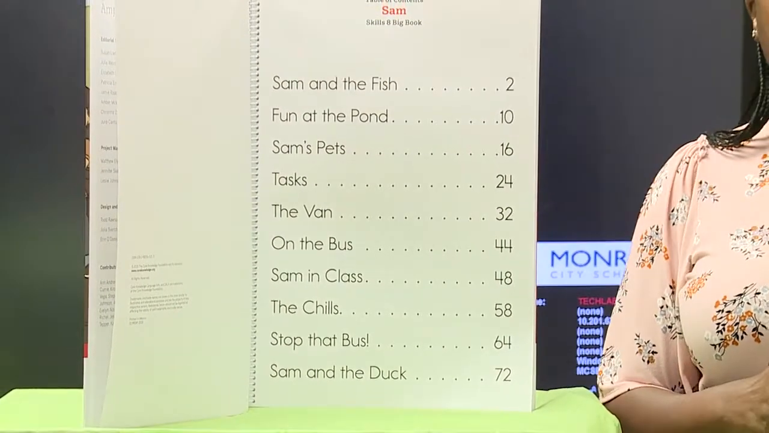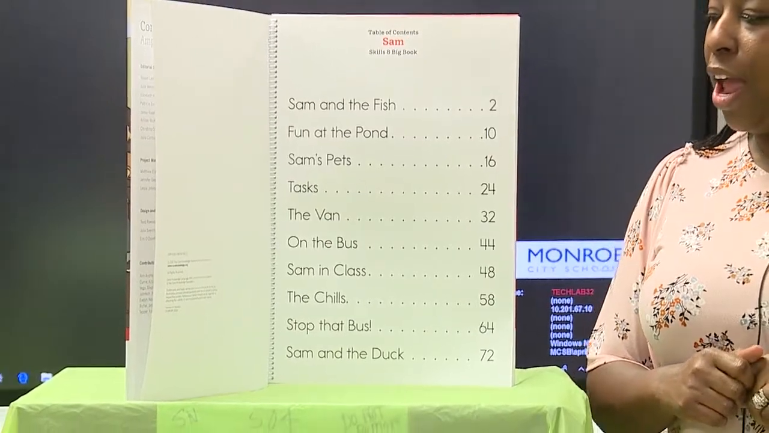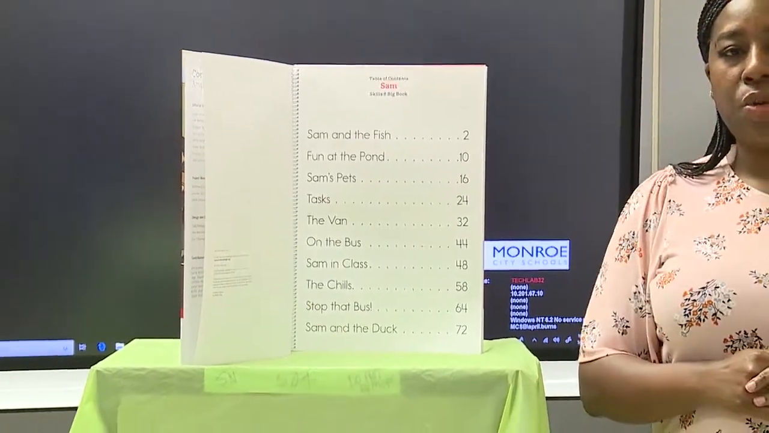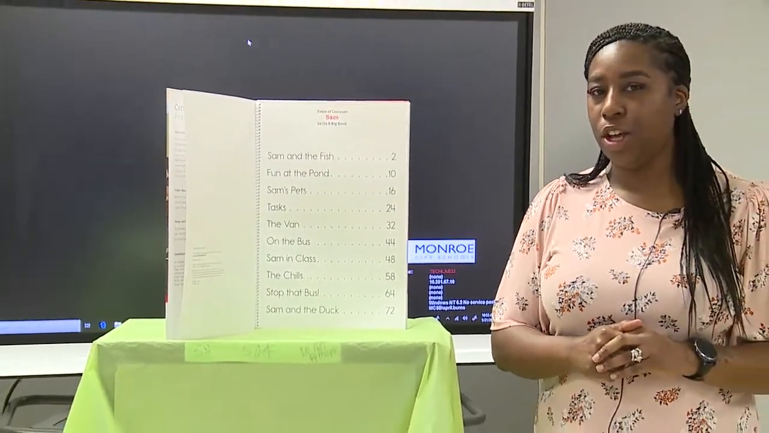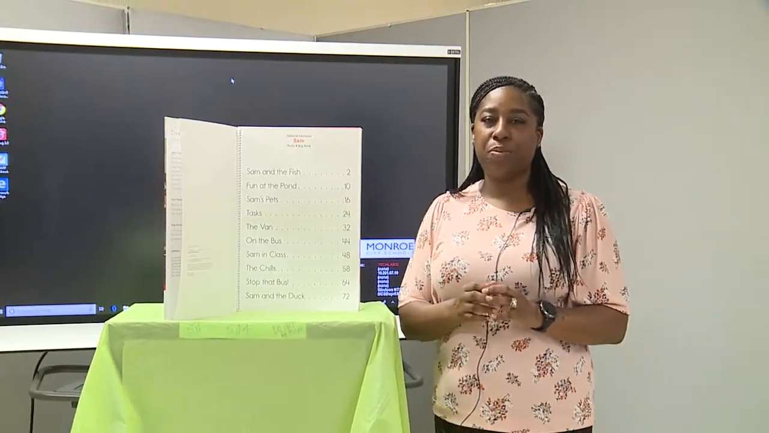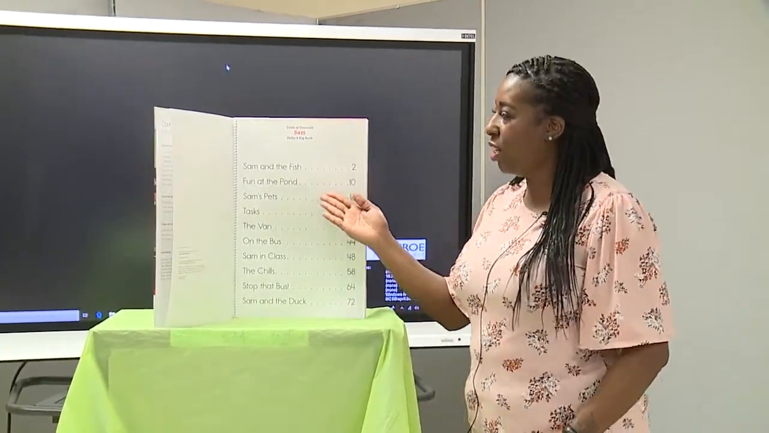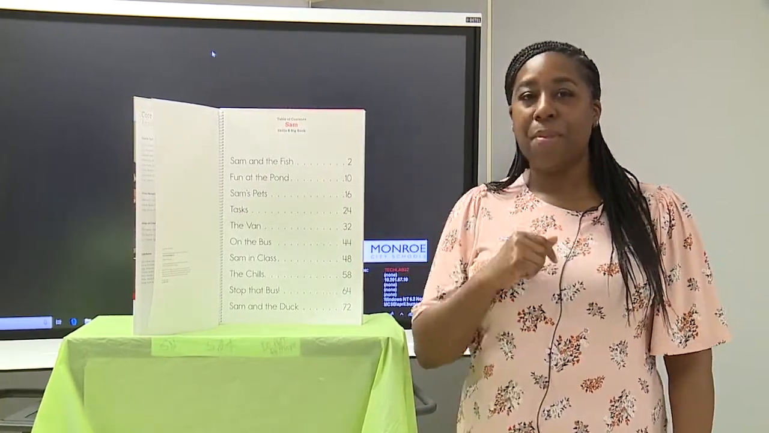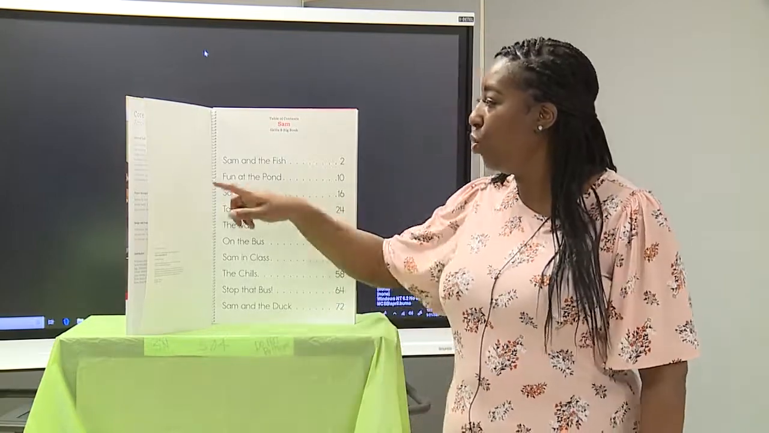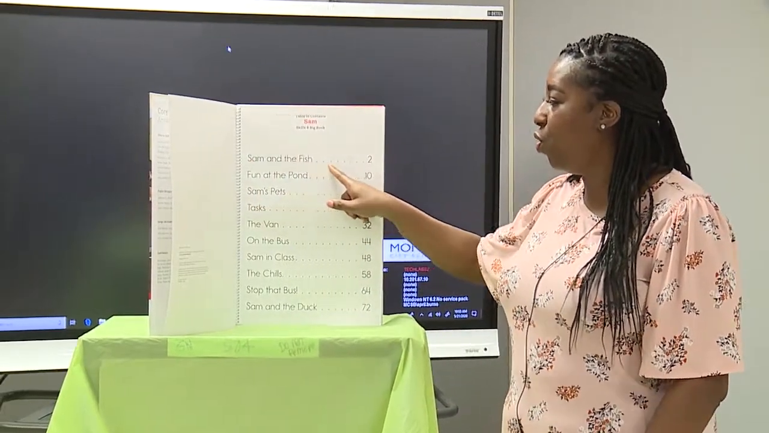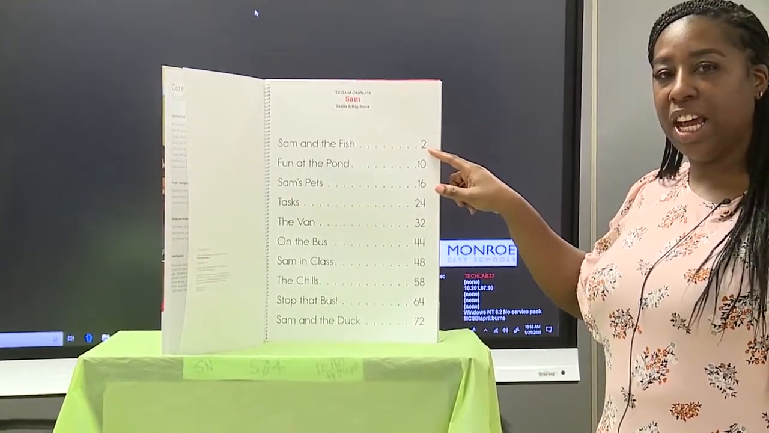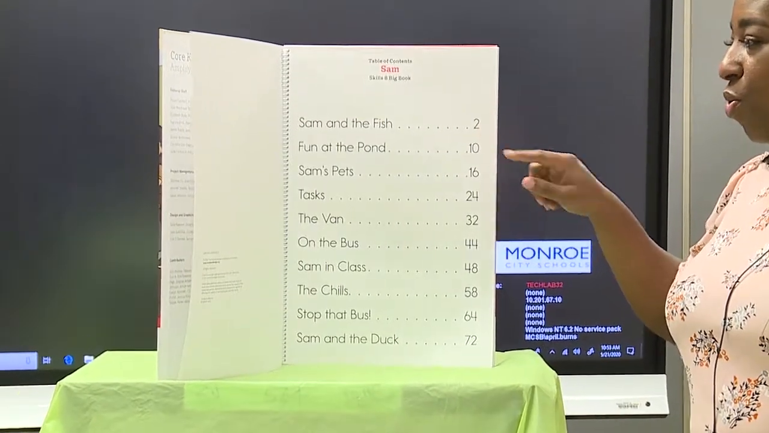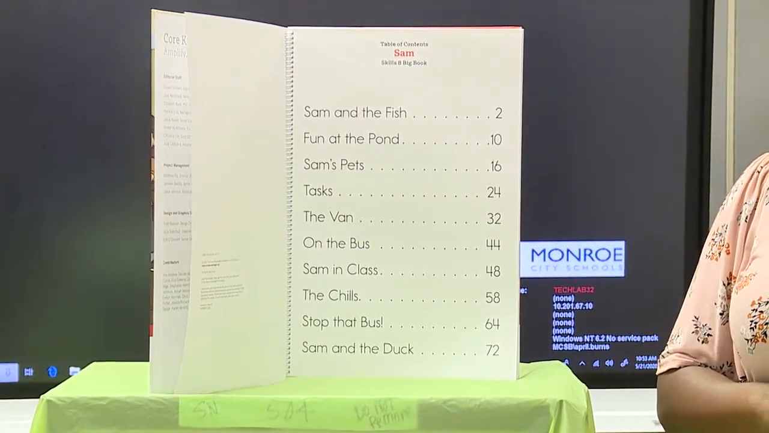So let's play a little game for a second. Now, if I was looking for the story Sam and the Fish, what page would Sam and the Fish be on? Remember, you have to look at your table of contents. That's right, Sam and the Fish will be on page 2. And here it is right here. If you move your finger across, it says Sam and the Fish will be on page 2. Great job.